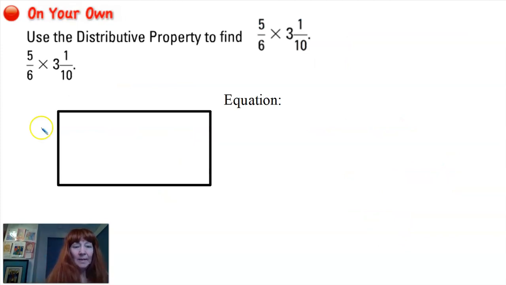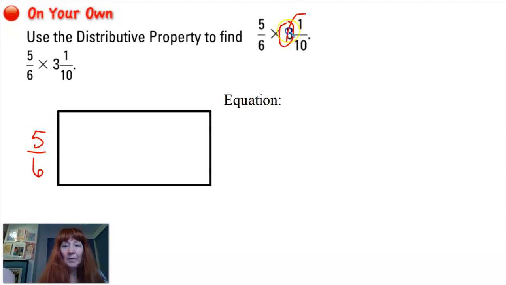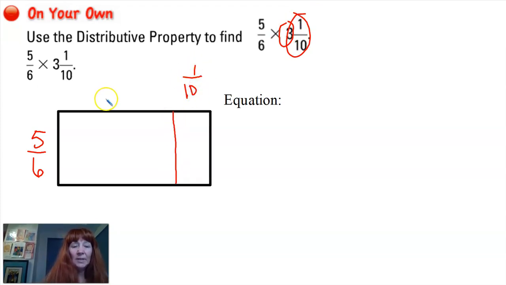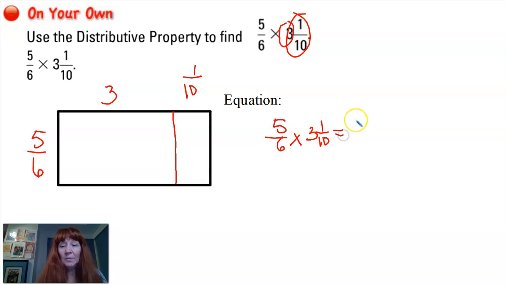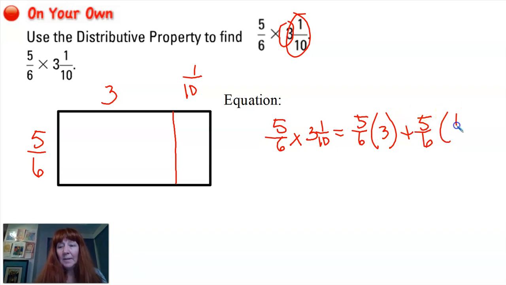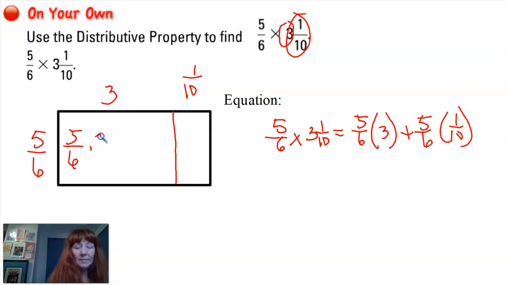I want you to do the same thing. I want you to put the 5/6 over here as the width, and I want you to break up the whole number and the fraction. Those are the pieces that you're going to want to use. So the 1/10 goes here, and the 3 goes here. The equation is 5/6 times 3 and 1/10 is equal to 5/6 times 3 plus 5/6 times 1/10.